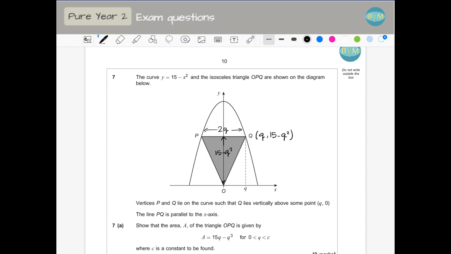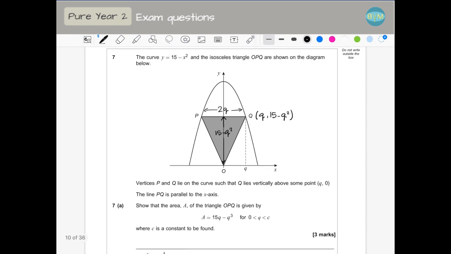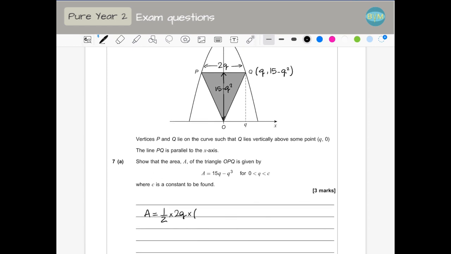So I have base and the height, so I can say that the area is 2Q times 15 minus Q squared. I can cancel these two and expand the brackets, and it's 15Q minus Q cubed. That is what I have to prove. For Q between 0 and C, where C is a constant to be found.